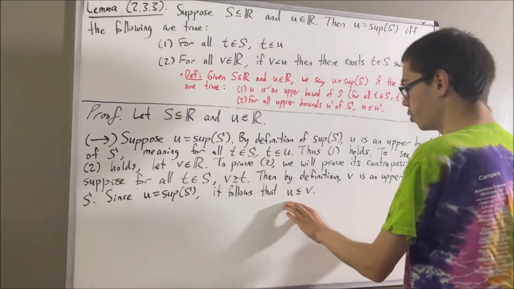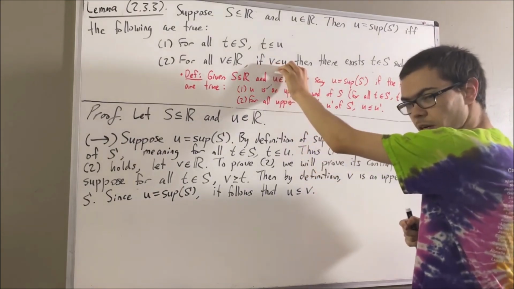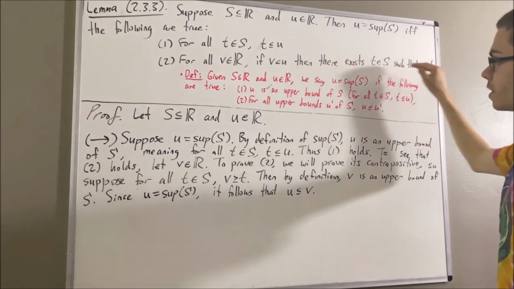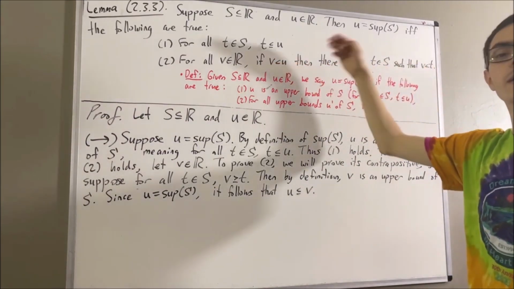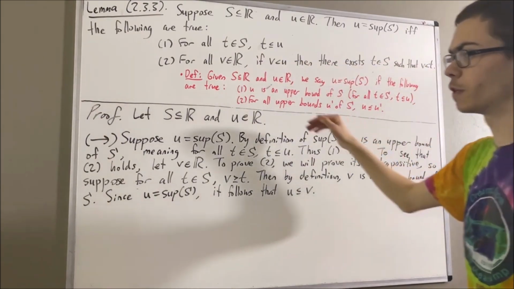So we've proven that U is less than or equal to V, which means we have proven that this is false, which is exactly what we wanted to prove. So if this is false, then this is false. By the contrapositive, if this is true, then this is true. So we have proven that 2 holds.